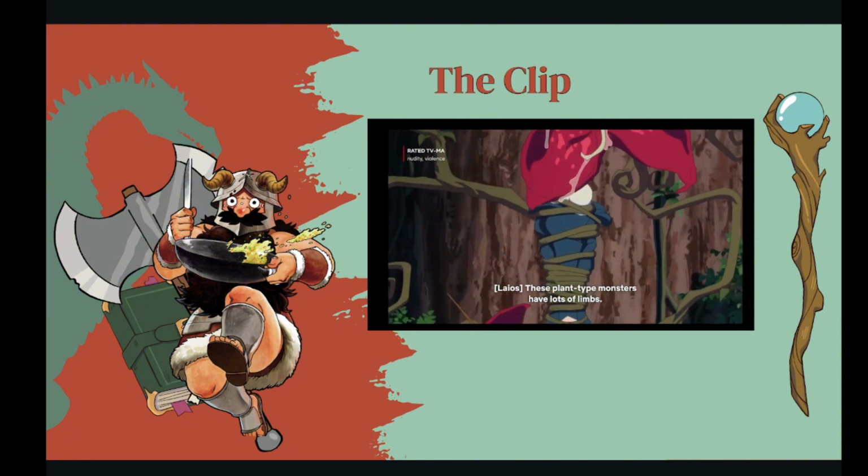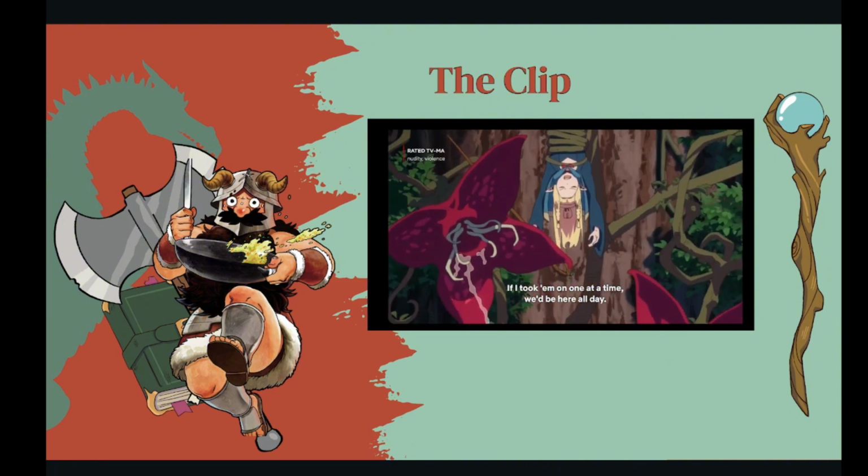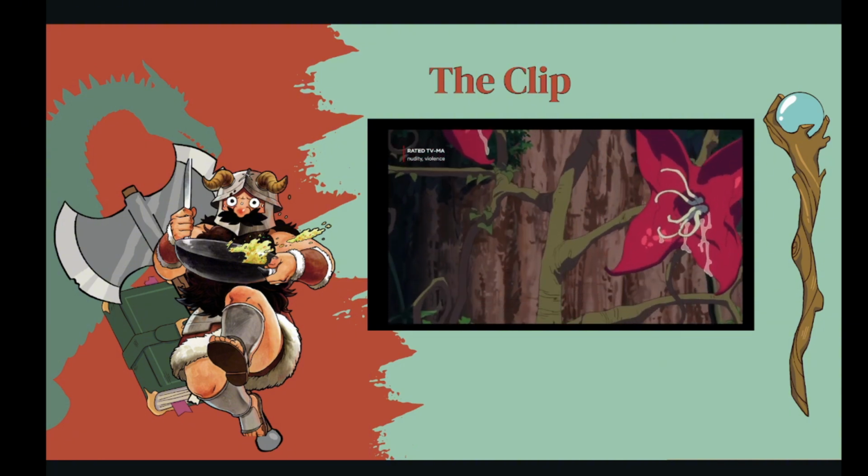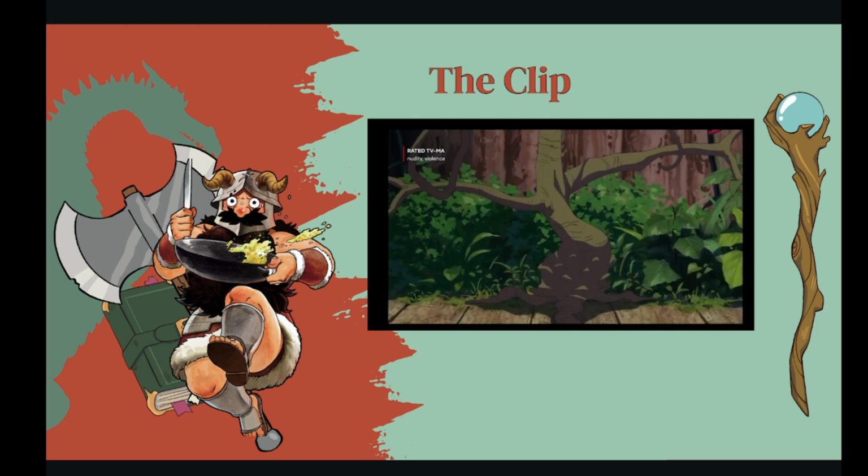These plant-type monsters have lots of limbs. If I took them on one at a time, we'd be here all day. I only have to attack one spot.